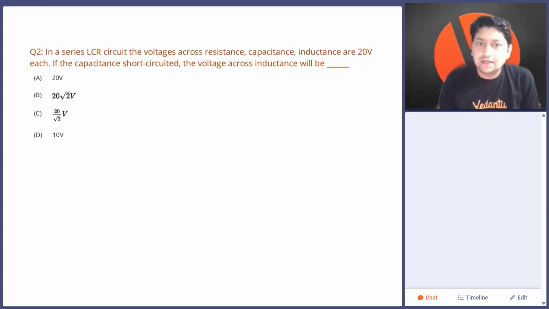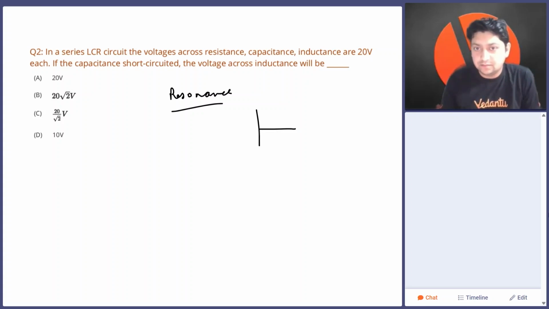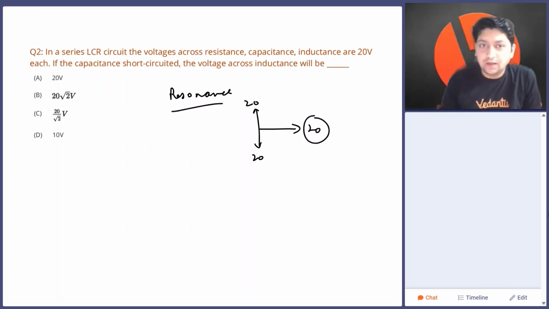In a series LCR circuit, the voltage across resistance, capacitance and inductance are 20 volt each. Now you know, as the voltage across inductor, capacitor and resistor is 20 volt each, it means this is a case of resonance, right? So the effective voltage in this scenario will be 20 volt only. Okay, if the capacitance is short circuited, the voltage across inductance will be how much?